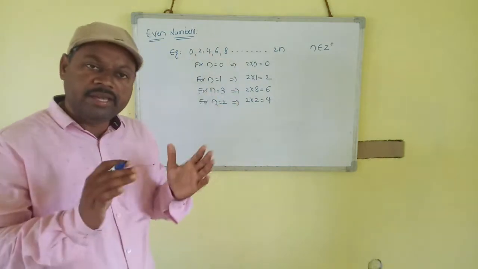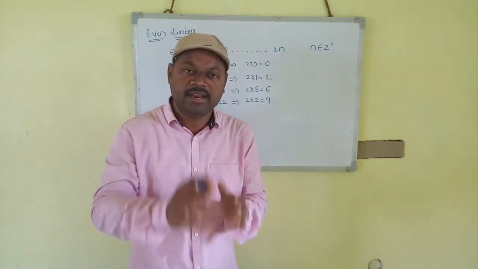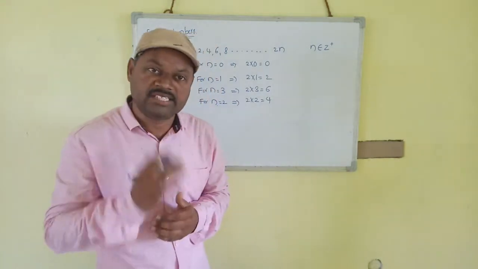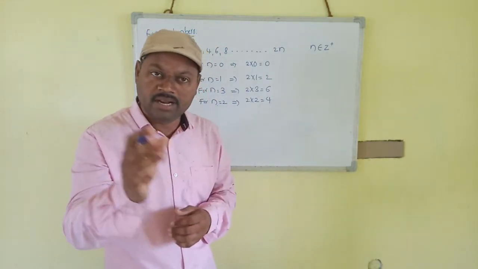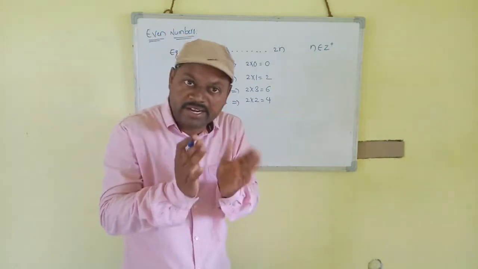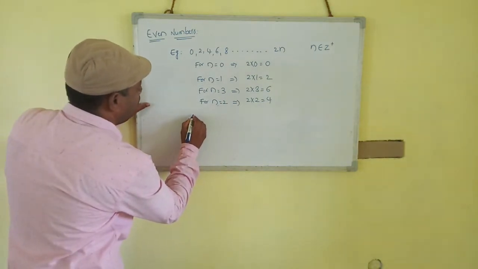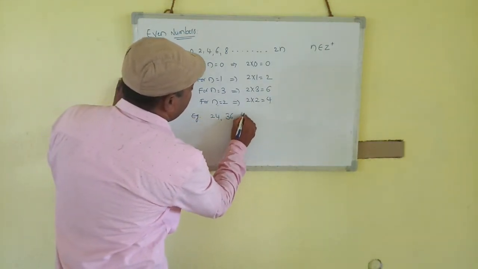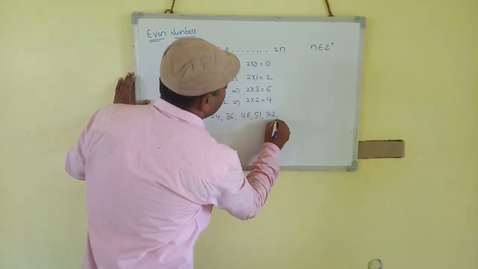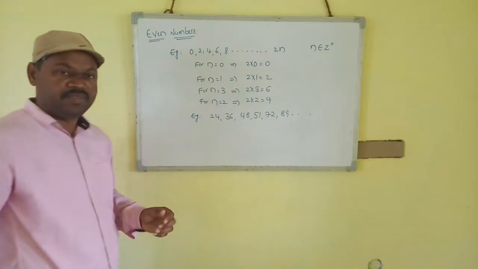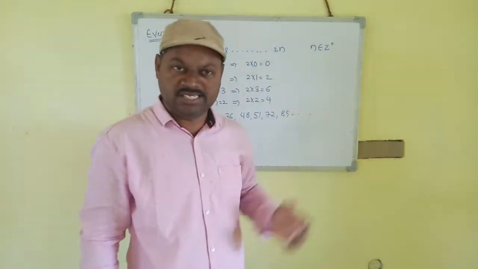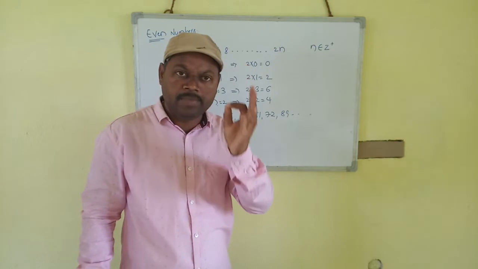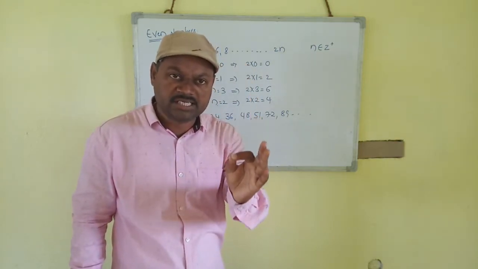So how can you identify an even number? Suppose some numbers are given. How can you identify whether it is even or odd? For example, 24, 36, 48, 51, 72, 89. Observe these numbers: which are even and which are odd? If the ones place digit of a number is even, then the number is even.